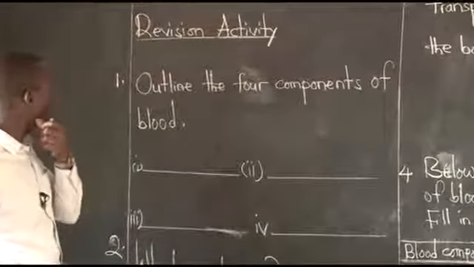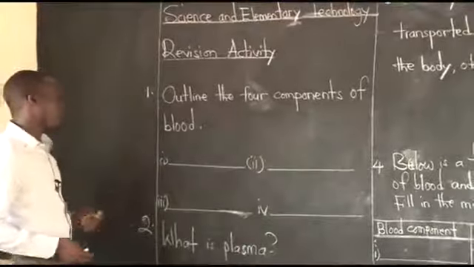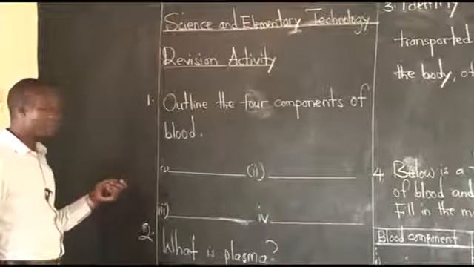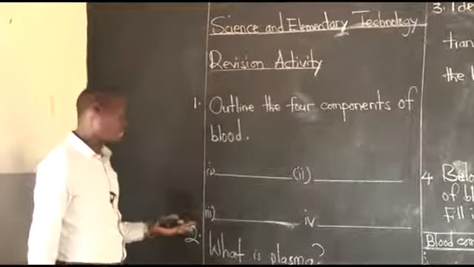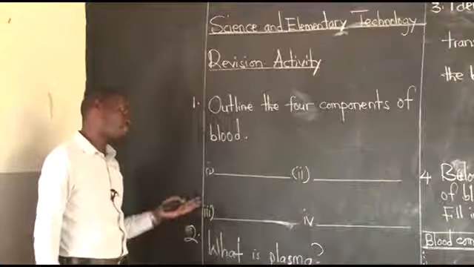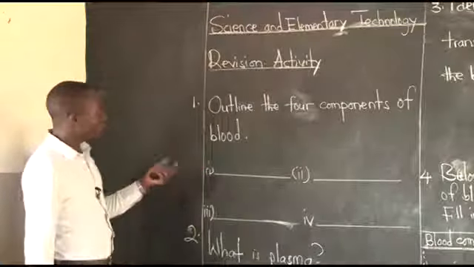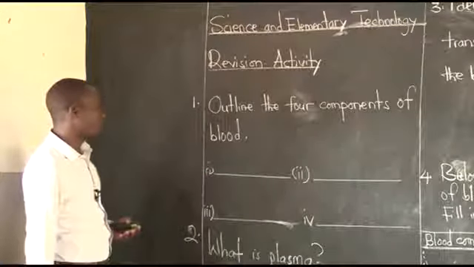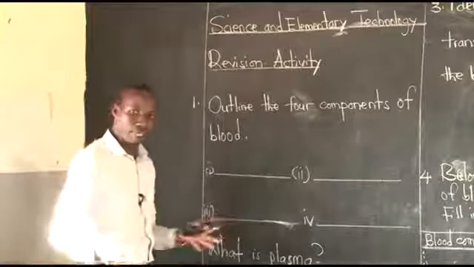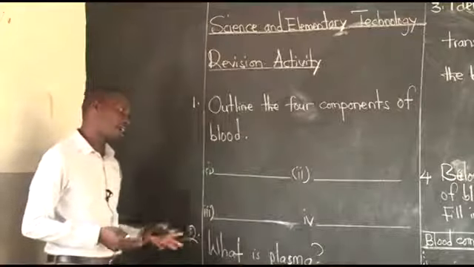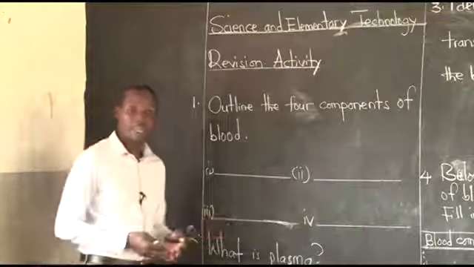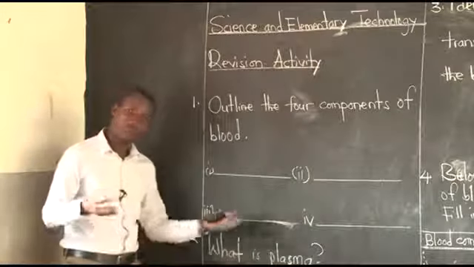Today's activity is our kind of revision work. We are given number 1. We said outline the 4 components of blood. We've been looking at this right from the first day we looked at this topic of blood circulation. Remember, they want parts that make or form blood. Remember we talked of the white blood cells, red blood cells, plasma, platelets. These are all blood components.